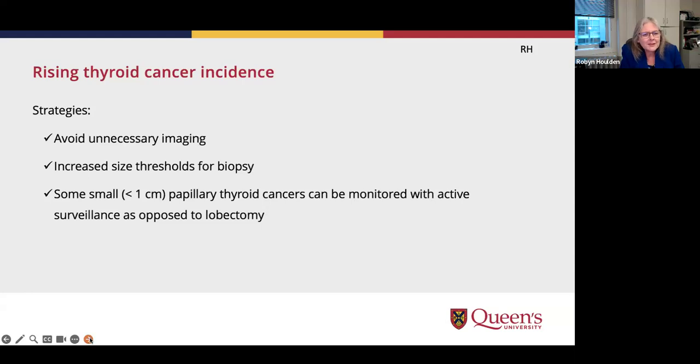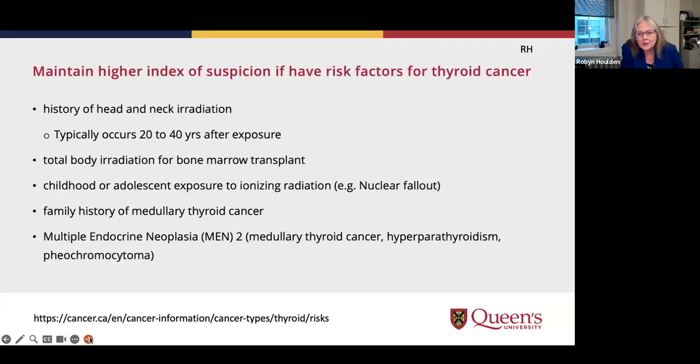All right, and the next slide. Now, there are some people we have to maintain a high index of suspicion for. People with a history of head or neck irradiation have a higher risk of developing thyroid cancer, typically about 20 to 40 years after exposure. People who've had total body irradiation for bone marrow transplant are also at higher risk. Young people exposed to nuclear fallout have a higher risk of developing thyroid cancer. Most of the cases in Chernobyl occurred in young people who were exposed.